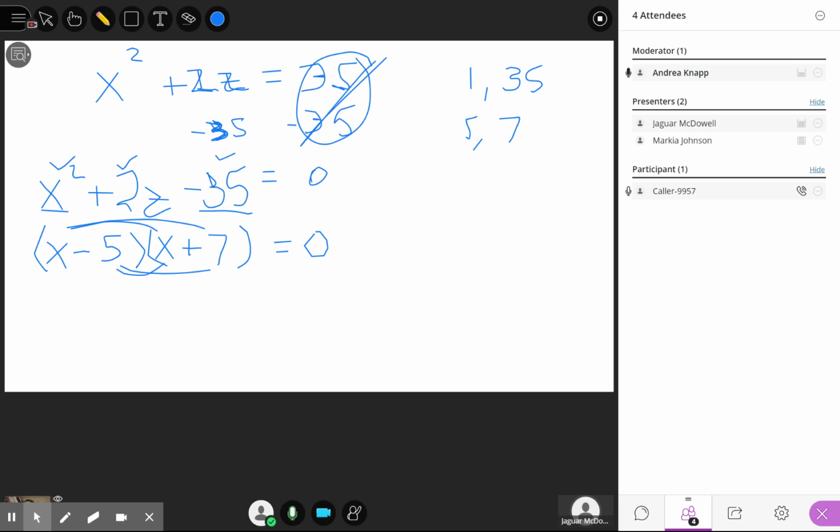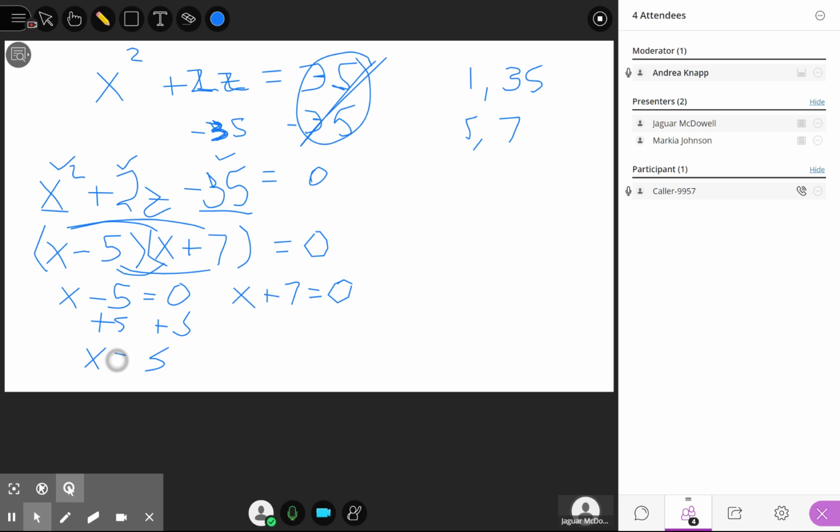So now let's go the next step and actually solve this and set each factor equal to 0. And it's real easy to just stop at the factorization and forget to move on to the answer and get the problem wrong. And we don't want that to happen. So you set each factor equal to 0 and solve. So we'll add 5 to both sides. So we have x is equal to 5.